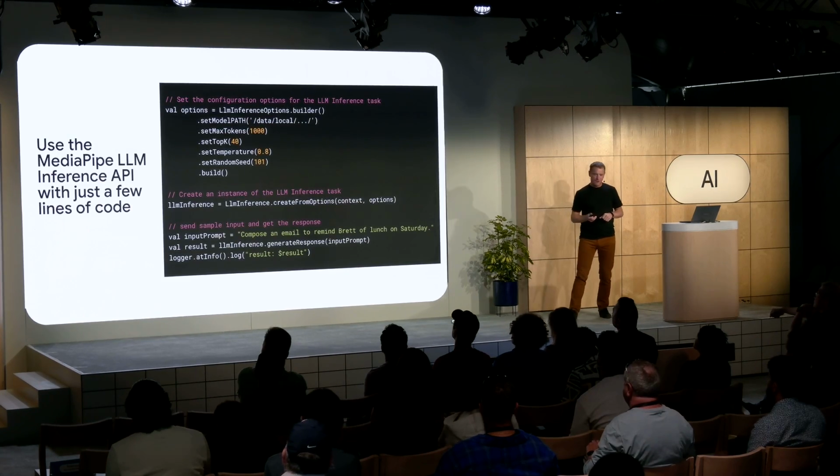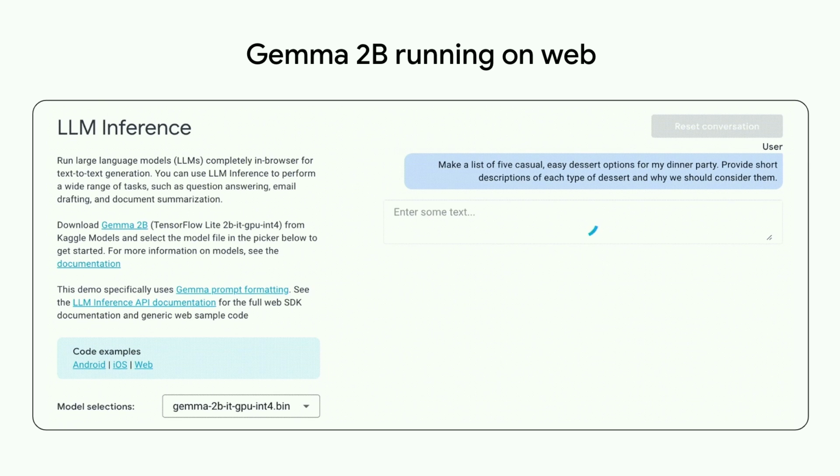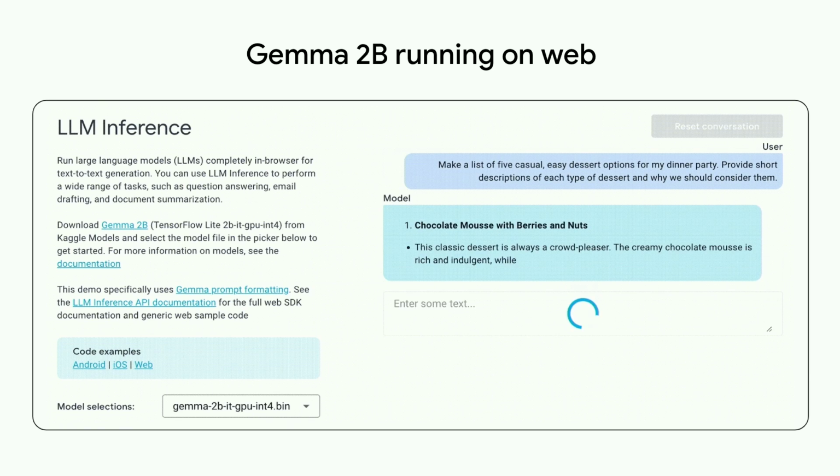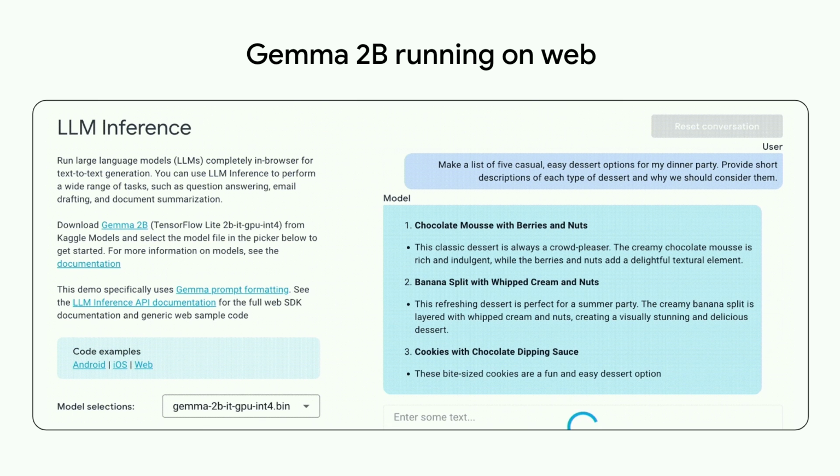OK, so first up, here's a few lines of code that you can integrate with your application to get MediaPipe LLM Inference API working locally. This is showing an Android example, and we also have similar APIs to get you started on iOS and also on web, which looks a bit like this. And here we're showing Gemma 2B running entirely locally in the browser.